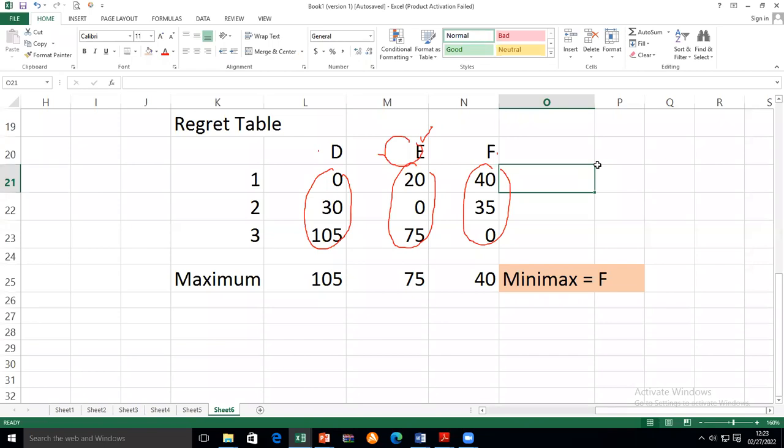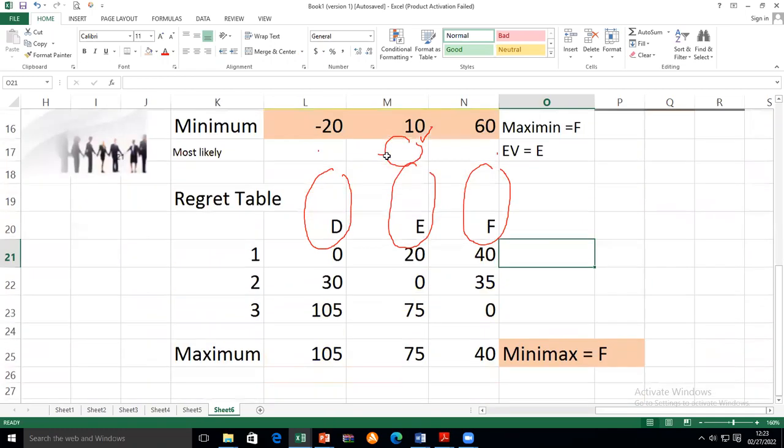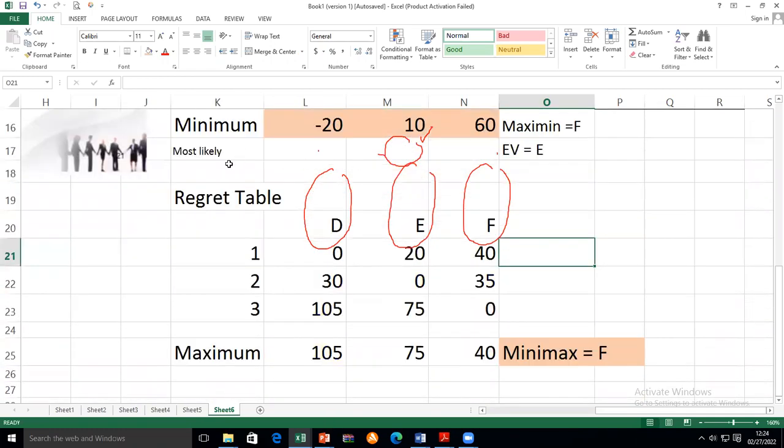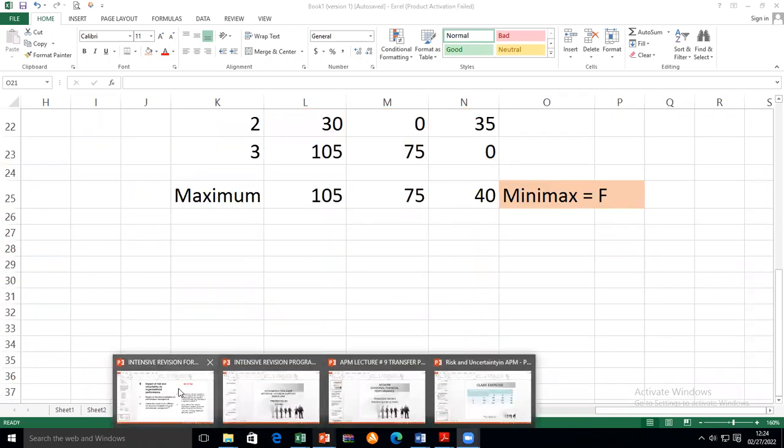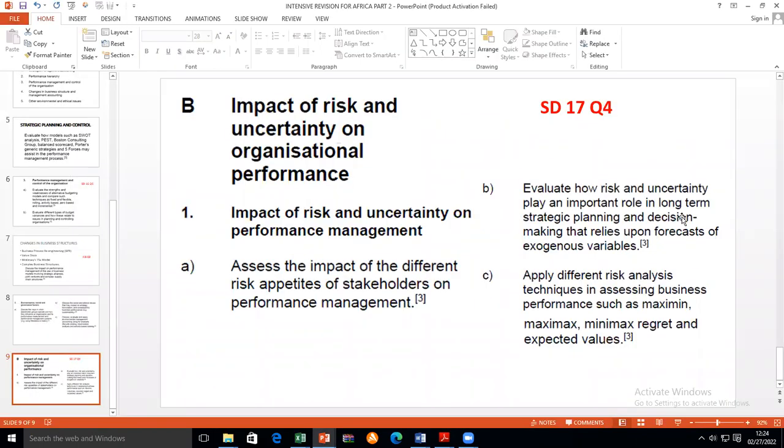So depending on the criteria that we have chosen, we can see which project we would go for. So this is an illustration of how to apply the concept that we've just covered. Back to our notes. So this is what was meant here by the use of max min, or minimax regret, and also expected values. These are the risk analysis techniques which the syllabus was talking about.